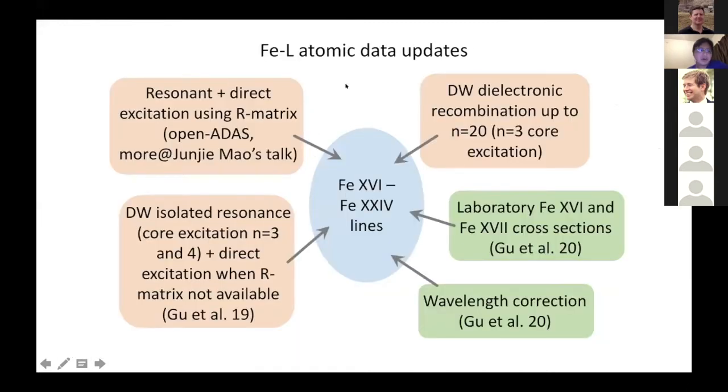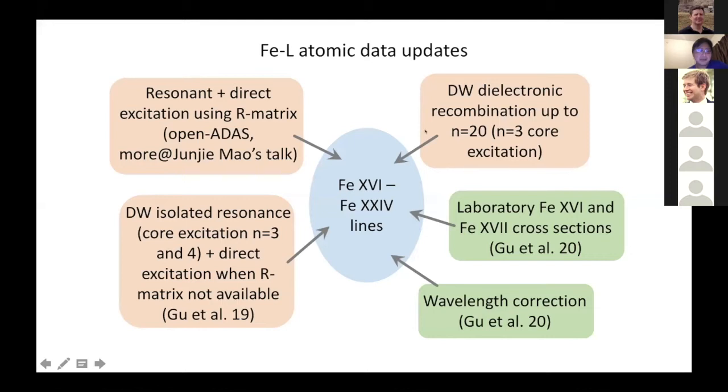First, overall, the new Spex contains a better L-shell spectrum. We are now using a more accurate and more complete database. For the lower levels, we are using the R-matrix calculation of collision strengths from the ADAS team, which I think Yongji Mao is going to talk about in a lot more detail later. Meanwhile, we also calculate ourselves all the resonance and the direct excitation channels using the distorted wave method for the higher levels, which are not available with the R-matrix.